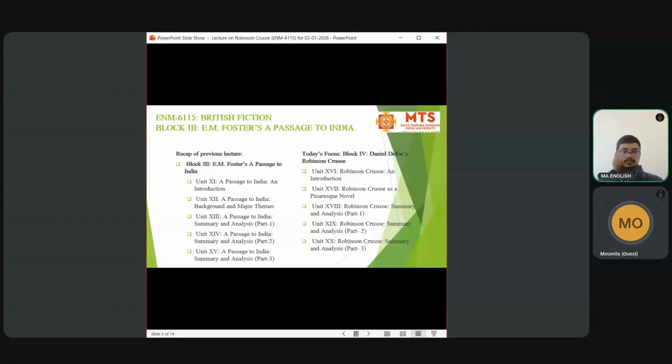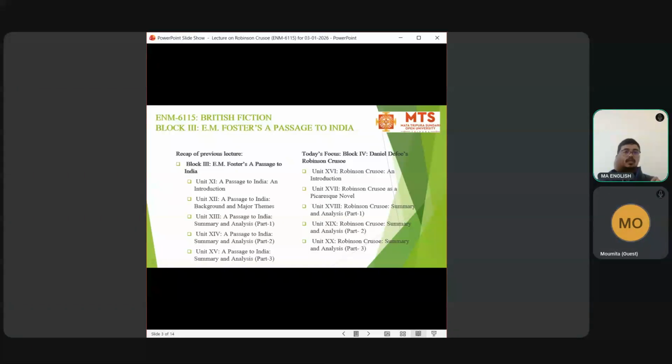So today we shall focus on Robinson Crusoe. This block is quite important, because why? It introduces you to one of the earliest and also most influential English novels. This block is divided into 5 units, right? So from 16 to 20. Each unit has a clear academic purpose. Remember what I mean by that.